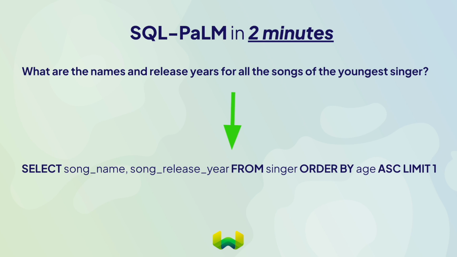So the high-level task of text-to-SQL is to translate natural language questions into SQL, structured query language, syntax. We take a question like, what are the names and release years for all the songs of the youngest singer? And then we translate that into the SQL query based on the attributes of the table: select song name, song release year from the table singer, then order the results by age in ascending order and limit the results to 1 for just this youngest singer. So this is the high-level idea, being able to ask databases questions in a very natural way, and then under the hood, the large language model is translating the natural questions into the structured query language.